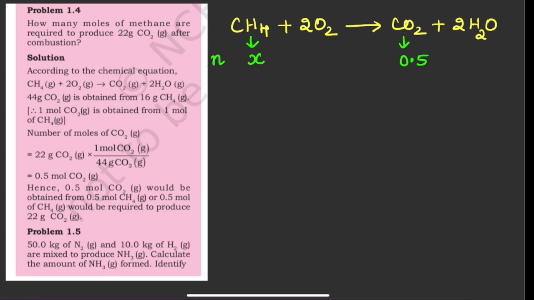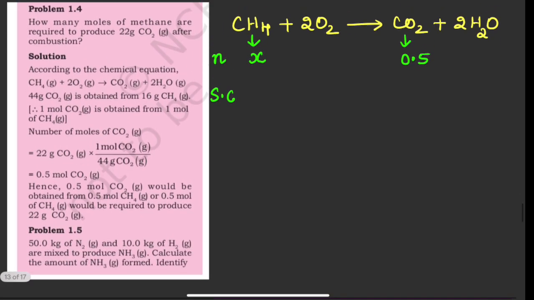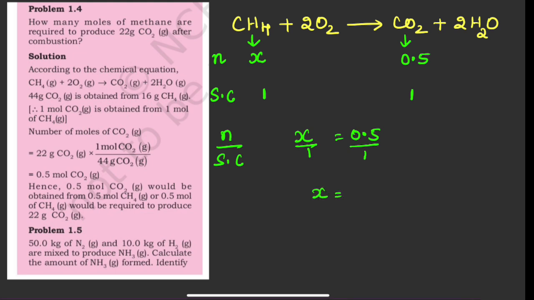Next is the third trick. Third trick is finding the stoichiometric coefficient. So stoichiometric coefficient here it is 1. And what is the stoichiometric coefficient here? So here also it is 1. Next step is divide the number of moles by stoichiometric coefficient. So x by 1 is equal to 0.5 divided by 1. So x value will be equal to 0.5. That is 0.5 moles of methane.